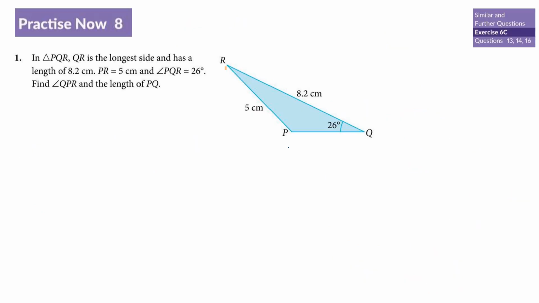All right, now let's look at another question. For this question, we're given a triangle, and you're given that QR is the longer side and has a length of 8.2. PR is 5 centimeters. Angle PQR is given to be 26 degrees. We are asked to find angle QPR, so basically we are asked to find this angle, and also the length of PQ. So in this question there are two things you need to find: angle QPR and the length of PQ. First things first, let's label the angles and the sides properly.